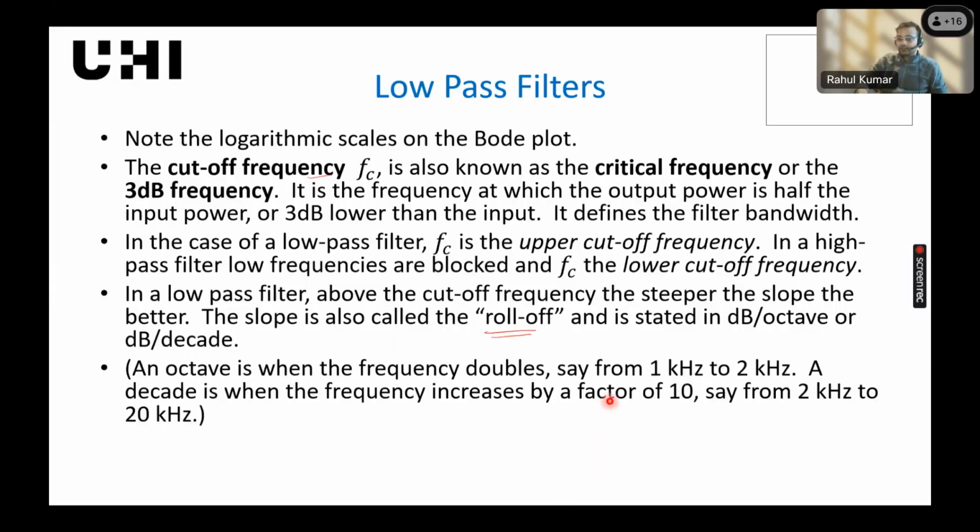So just a reminder, an octave is twice the frequency. So if you are starting from 1 kilohertz, one octave is up to 2 kilohertz, twice, double. And a decade is 10 times. So if you start from 2 kilohertz, your decade is all the way up to 20 kilohertz. Okay.